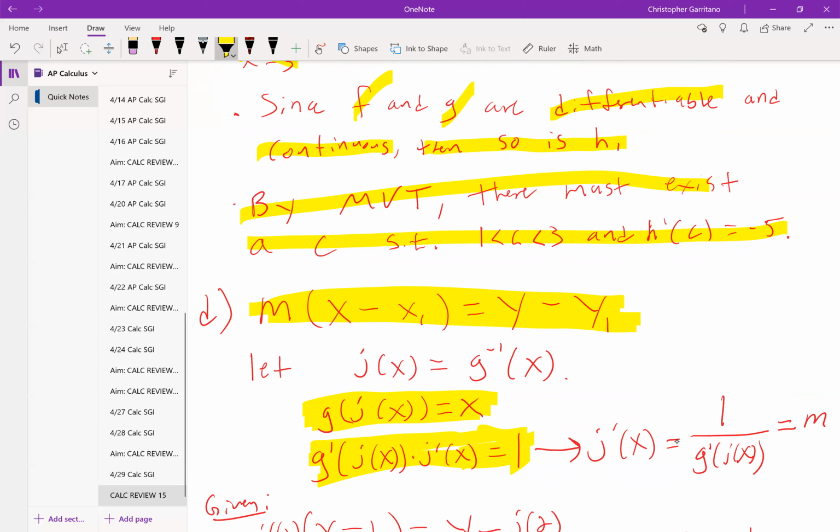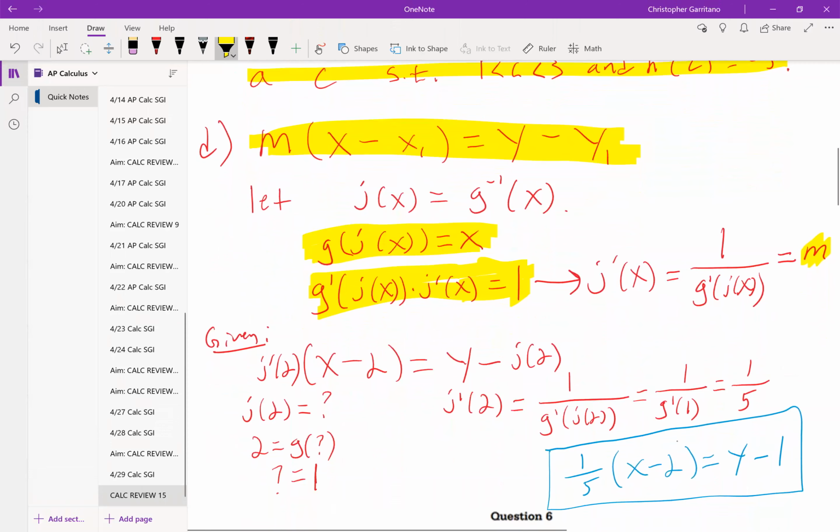So solving for j prime of x, you see that j prime of x is just equal to 1 over g prime of j of x, and that's going to be our slope. Now we actually have to find the specific value at the specific point, and we'll do that in just a moment, but this is the expression that we use to get the slope for our tangent line.